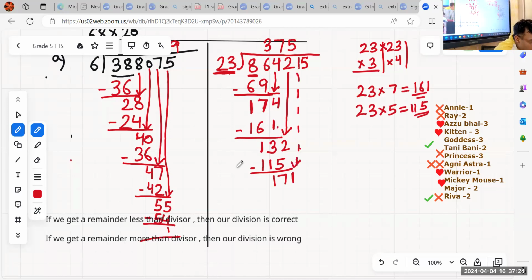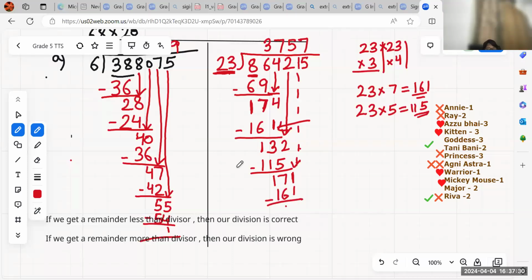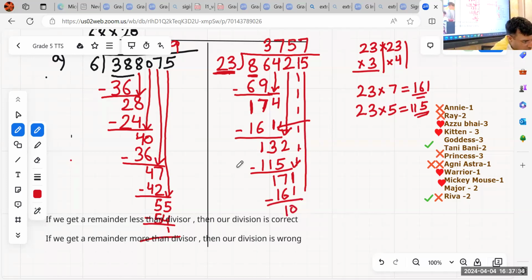Then again I can use this one. Yes or no? Yes, sir. Then what will fall down? 5 will fall down. Then 23 fours are 92. 92. Then my final remainder will be 30.